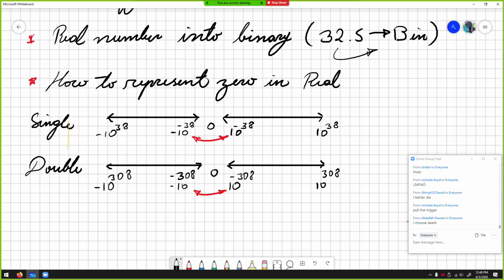So you can think of it, I choose that. Hey, don't kink shame me. You can think of this as a limit. You're approaching 0 from the left, or you're approaching 0 from the right.